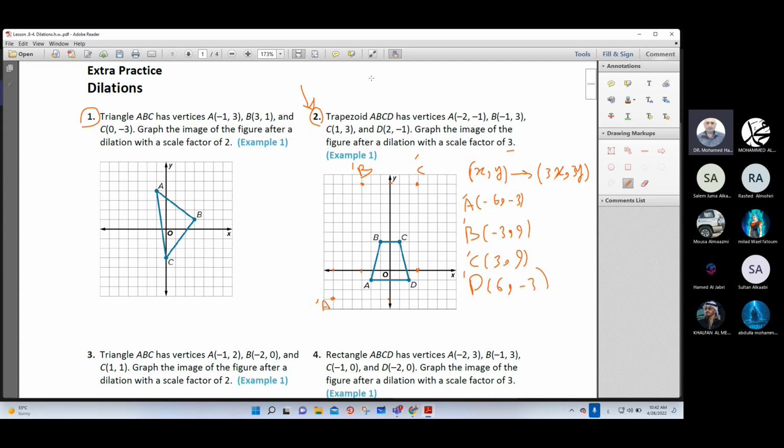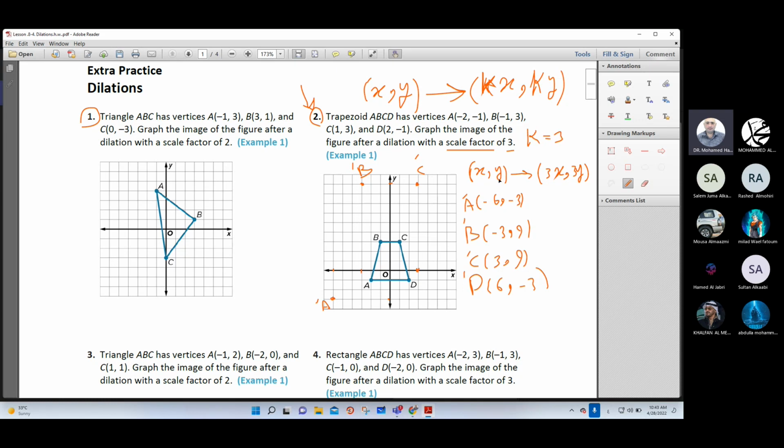As you remember from the last lesson, the rule of the dilation (x, y) will be (kx, ky), and k means the scale factor. The scale factor means the ratio between the side and the corresponding side in the pre-image and in the image. This is the meaning of the scale factor. So as you see here, we have the scale factor 3, so k equals 3.